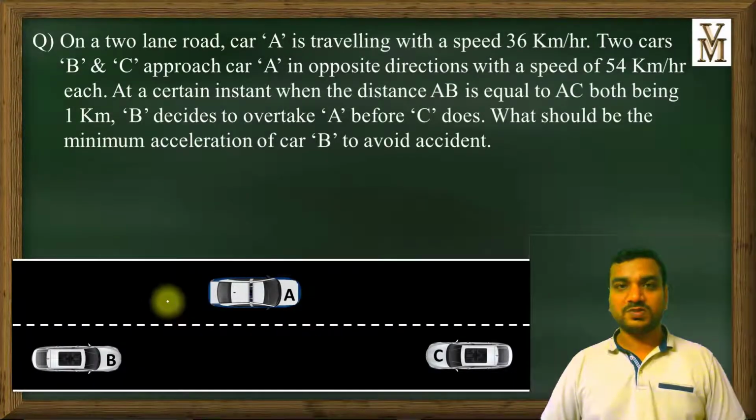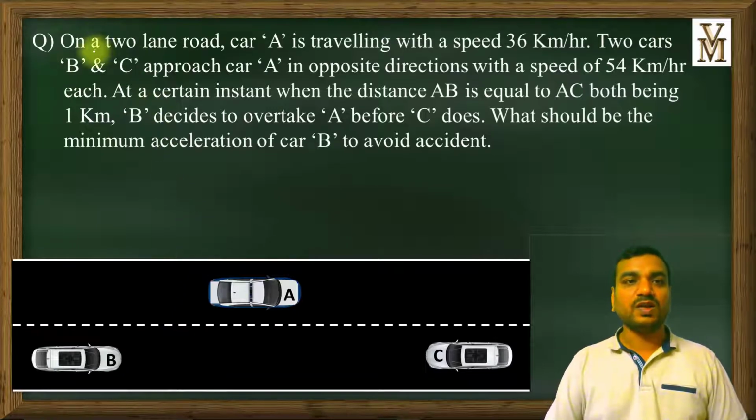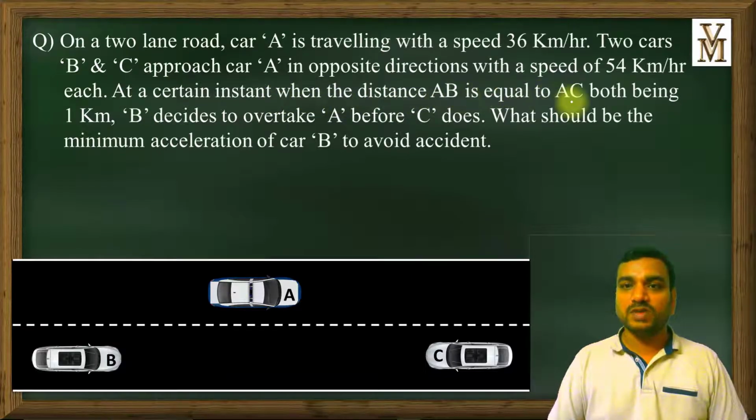Now let us solve the next question. On a two-lane road, car A is traveling with a speed of 36 km per hour. Two cars B and C approach car A in opposite directions with a speed of 54 km per hour each. At a certain instant of time, when the distance between AB is equal to AC, both being 1 kilometer, B decides to overtake car A before car C does. What should be the minimum acceleration of car B to avoid the accident?